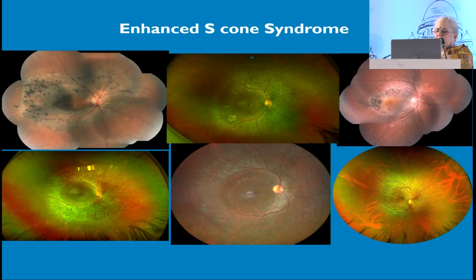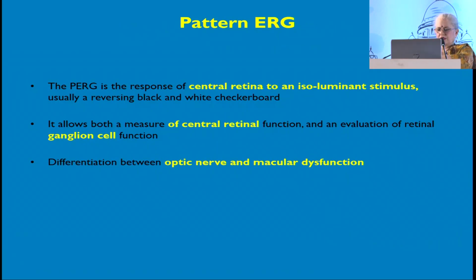For example, all these patients were labeled as retinitis pigmentosa because they had pigment. Some of them had some RP changes, but our test showed that the ERG was not extinguished, which is what we expect in RP, but had an S-cone ERG.